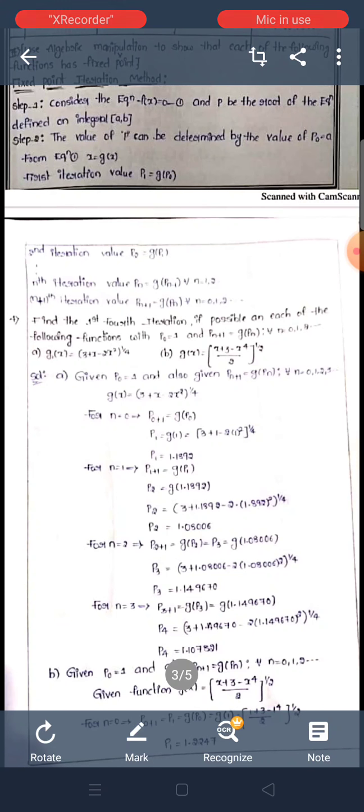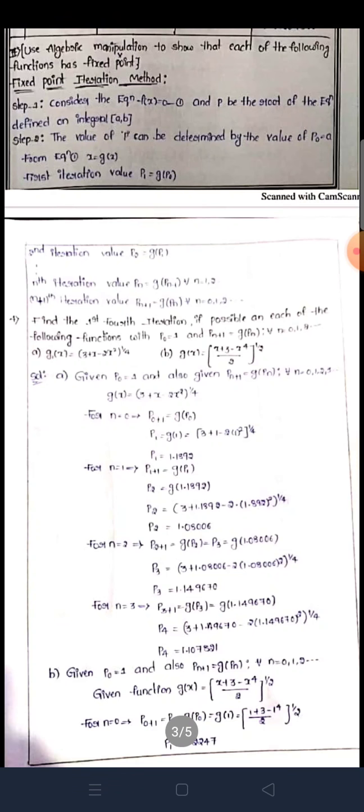Today our topic is the fixed point iteration method. Fixed point iteration method.